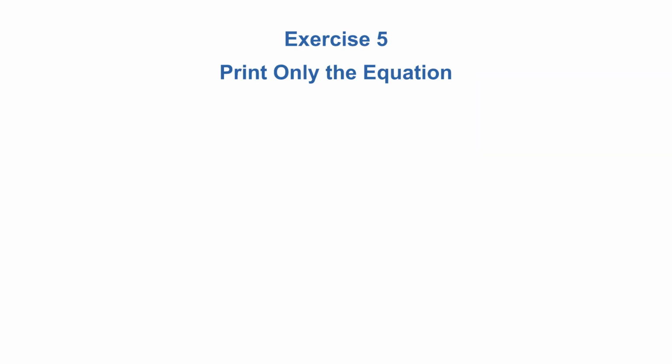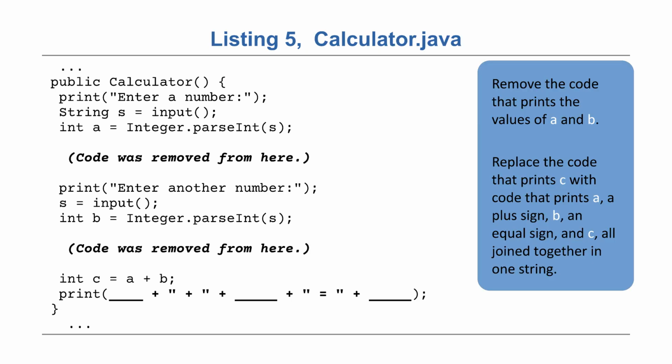Exercise 5. Print only the equation. Remove the code that prints the values of a and b. Then replace the code that prints c with code that prints a, a plus sign, b, an equal sign, and c, all joined together in one string. Run it. What happened? It should have asked for the 2 numbers, then printed the full addition equation.